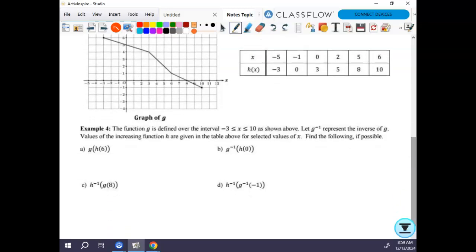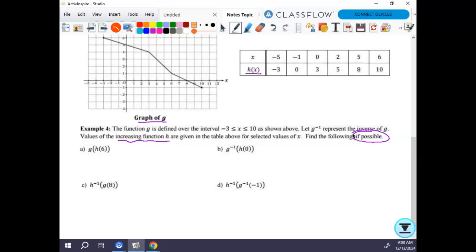So let's look at example 4. The function g is defined. So here's g from -3 to 10. And then g inverse is the inverse, which we don't see. Values of the increasing function h. So it's telling me that because it's always increasing, h does have an inverse function. So h is here in my table, and I'm going to find the following if possible. Okay, if possible.